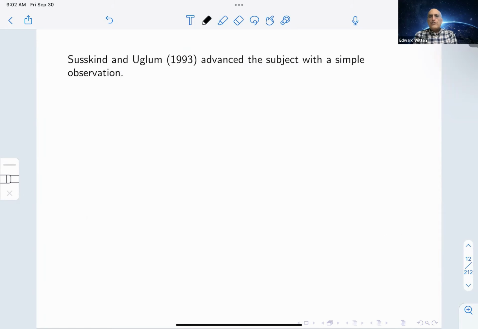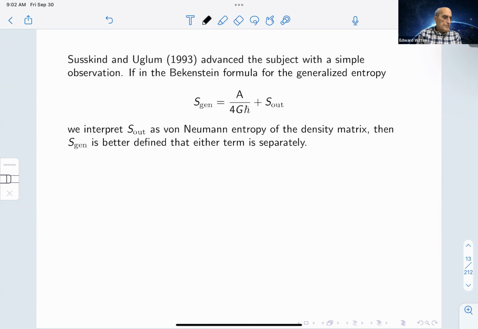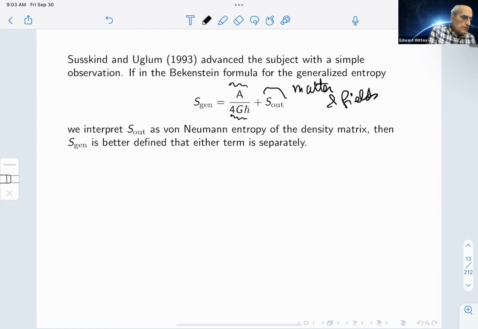Now, the next major advance I'll mention was by Susskind and Uglum a decade later. They made a simple observation. I should say, Bekenstein had proposed a formula for the generalized entropy. He had proposed that a black hole itself has entropy A/4G h bar, but ordinary matter outside the black hole has ordinary entropy, which I'll call S out.